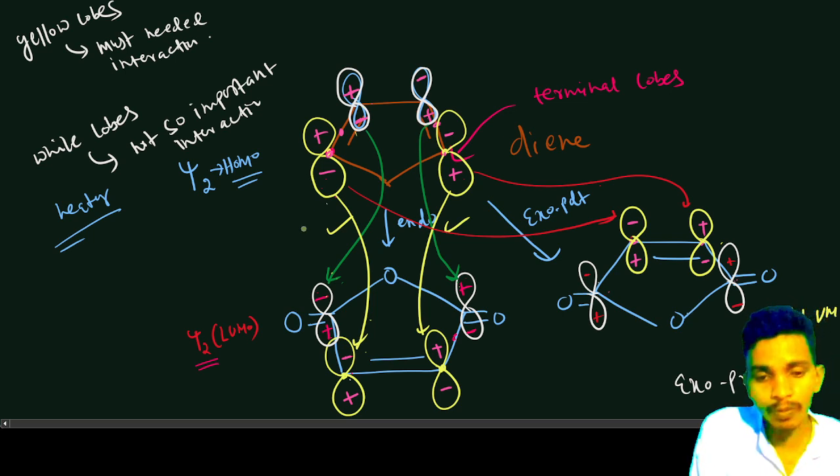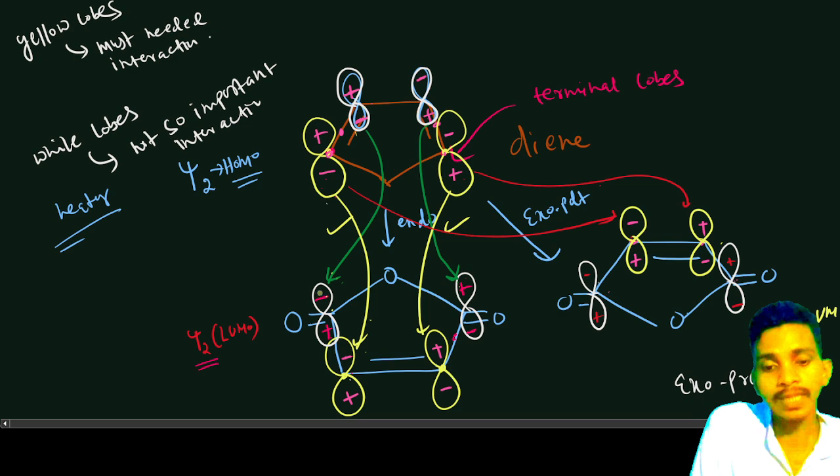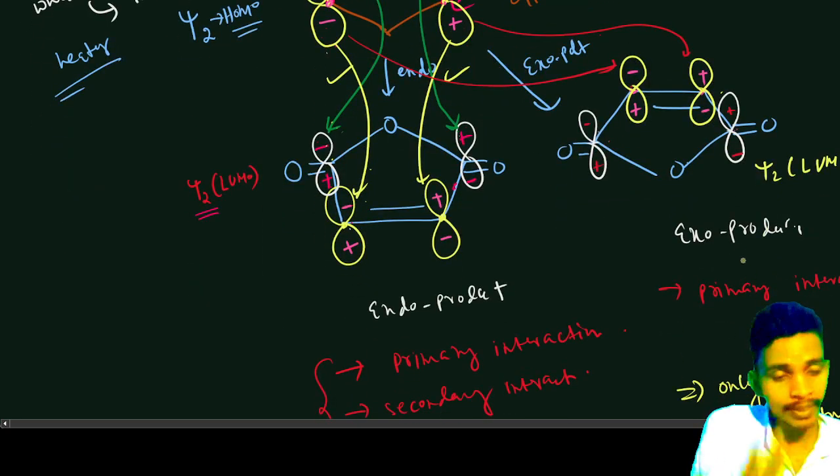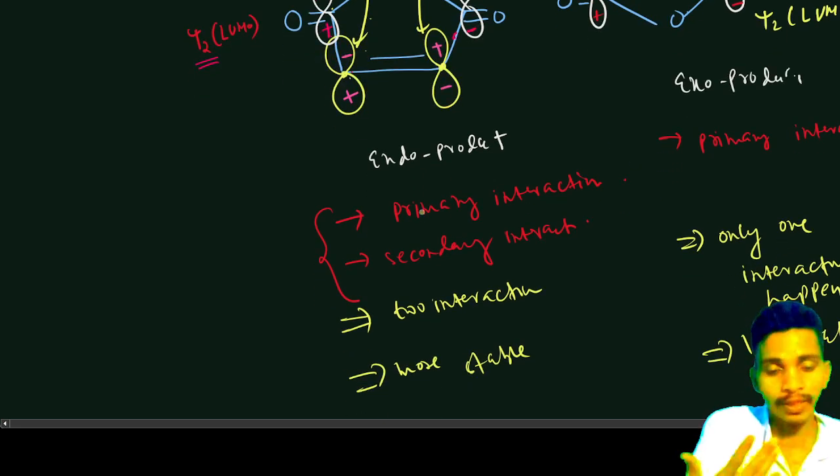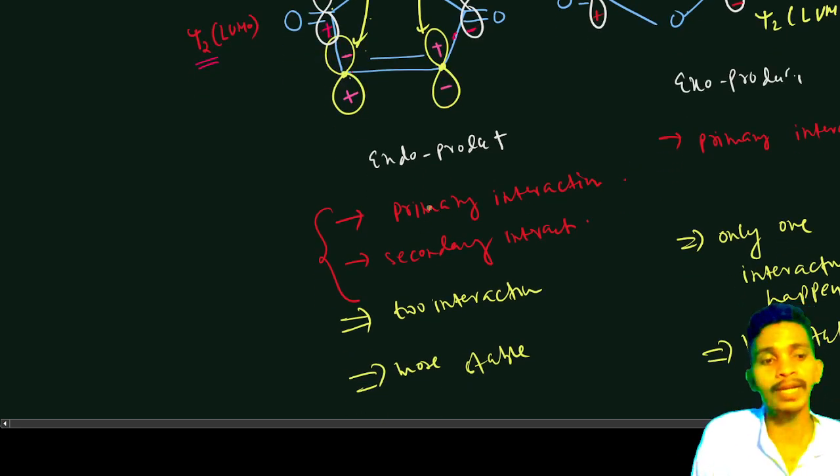But here, before the bond forms, one interaction happens. So it does this interaction also, and this primary interaction it definitely has to do. It means that before forming a bond, it will do the secondary interaction. It means that two interactions will happen here. So that's why this transition state is more stable. But in this case, it directly gets the primary interaction. The bond is already formed, so it will not go to the secondary interaction. That's why here only one interaction is possible. So since only one interaction is happening, this is less stable and this is more stable. Okay, that's why the endo product is more stable than the exo product.